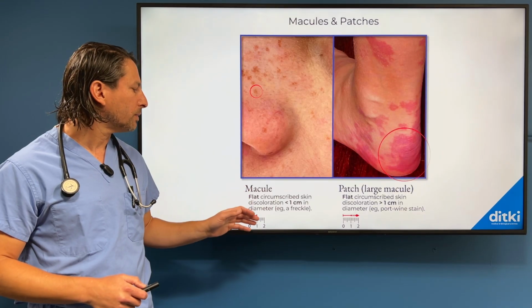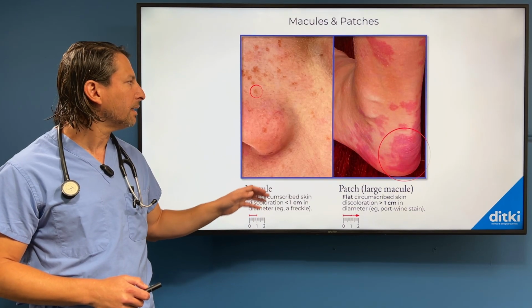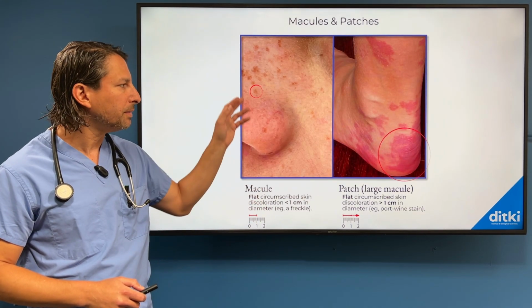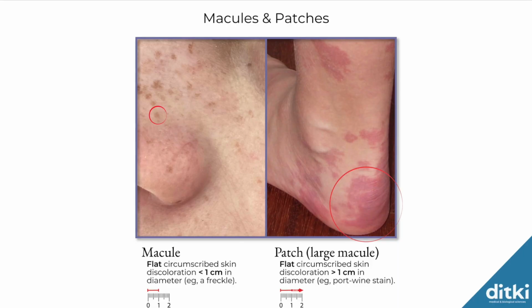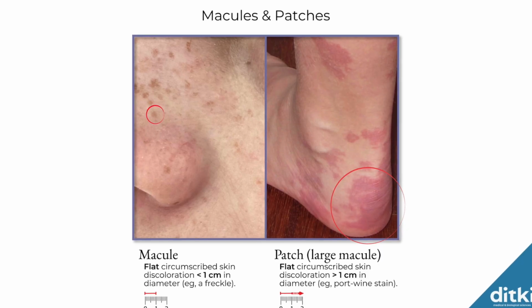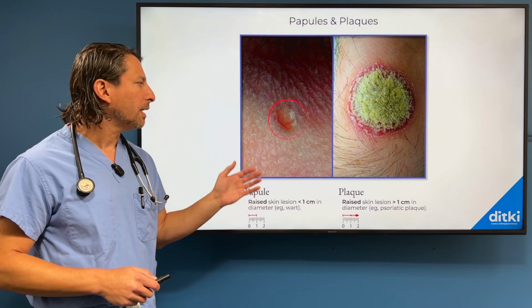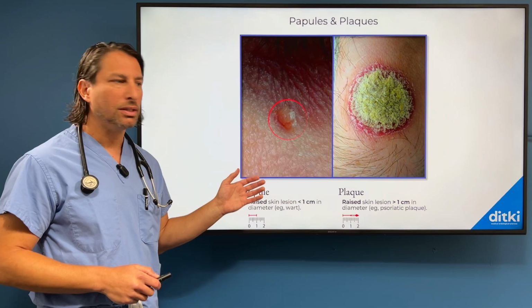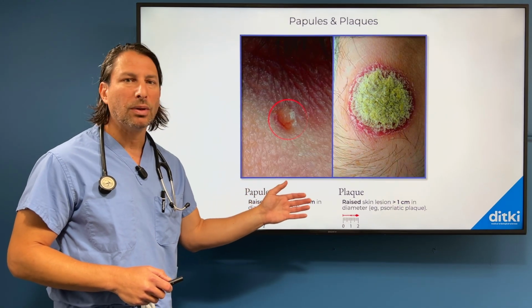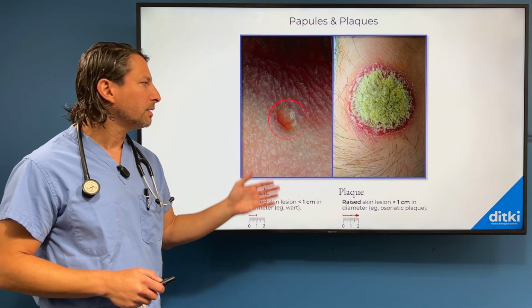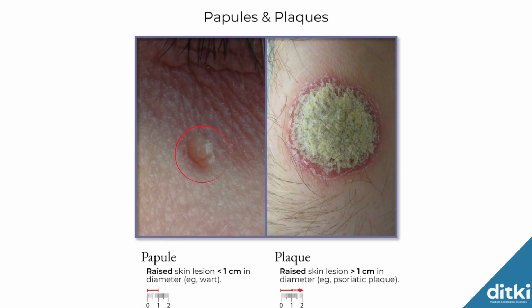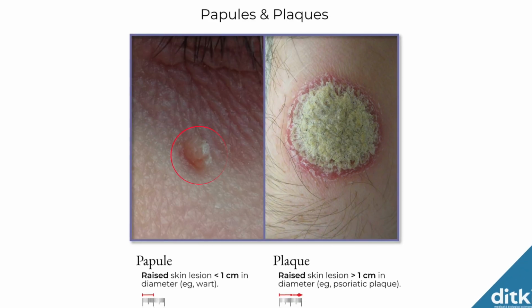We have macules, which are flat, circumscribed skin lesions less than a centimeter in diameter. We see a freckle here. And then we have patches, which are again flat, but greater than a centimeter in diameter. A papule is a solid raised lesion that's small. A plaque one is large. Again, 1 centimeter is the distinguisher. This is a wart right here, and then this is a psoriatic plaque over here.